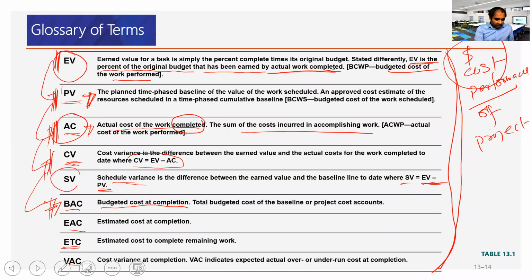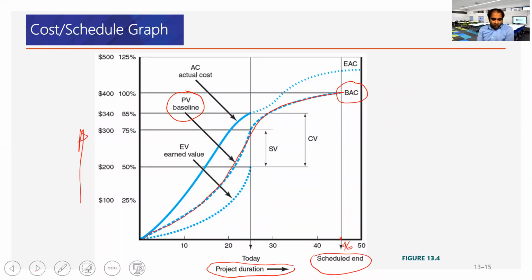So after defining all the terms that we need, if you look into the graph here, cost schedule graph, this is the PV or the planned value baseline. All right, project duration, schedule, and let's say this is 46 days from the beginning. What is the beginning date? This is the early start of the very first activity in the project network diagram.